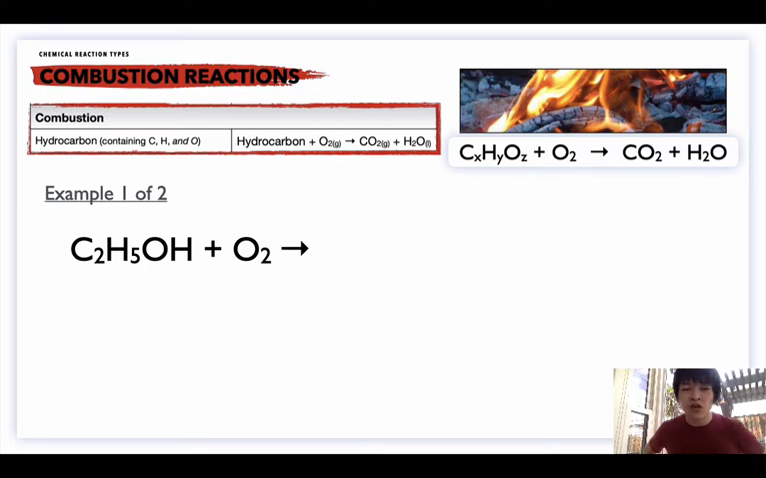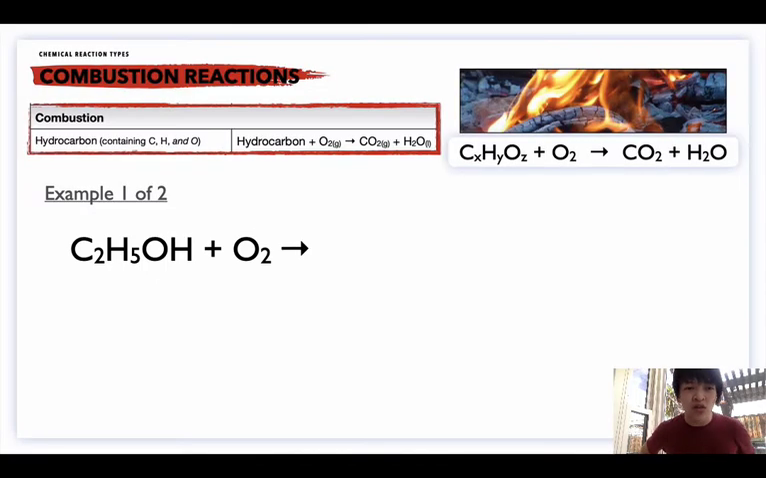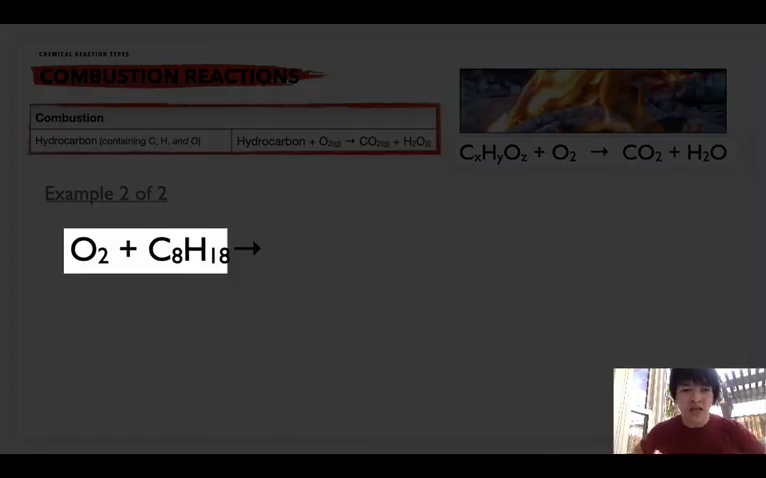On the bottom, you're going to notice that we have a hydrocarbon reacting with oxygen gas. Now, this hydrocarbon is actually ethyl alcohol or rubbing alcohol. Since this is a combustion reaction, it's going to produce two products. Those two products are always going to be the same. So in this case, the products are going to be carbon dioxide and water.